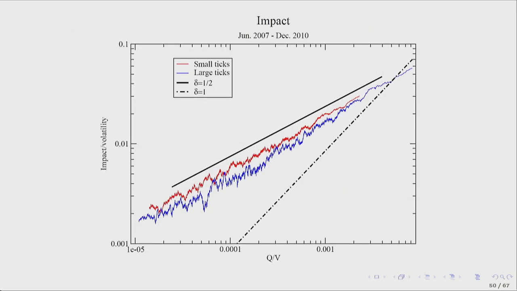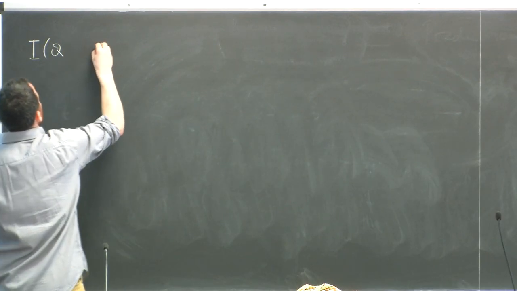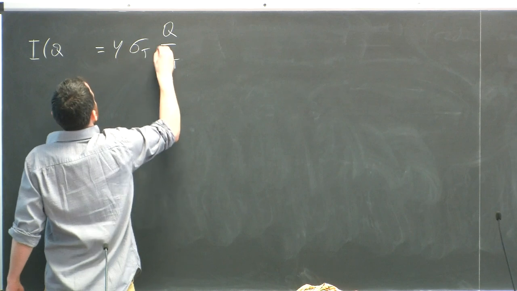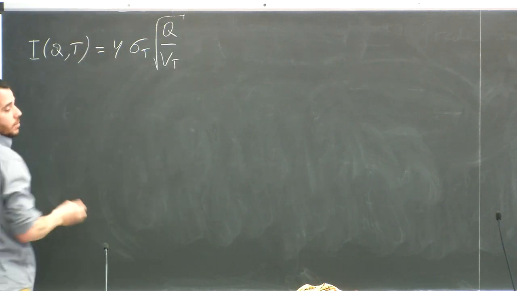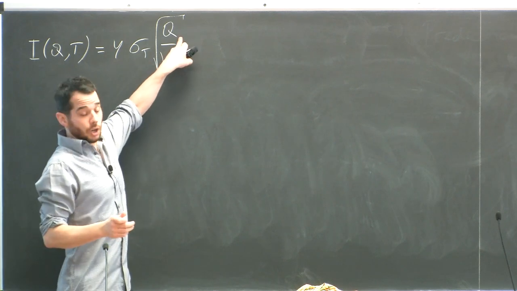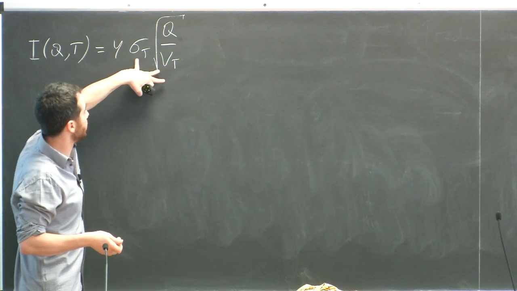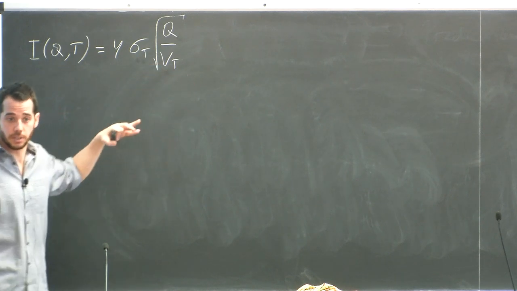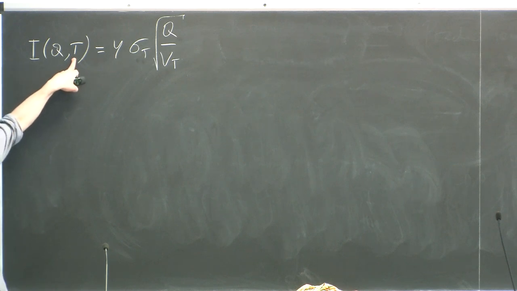that we have seen. There was this curve, so that the impact increases as the square root of the volume of your meta order. So it was something like this. This we discussed. Q is the size of your meta order. Volatility is the volatility of the price on a scale T, and V is the volume traded in the market on the same scale T, on which you're acting.